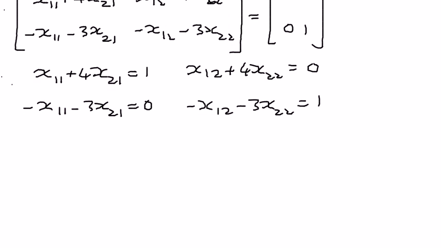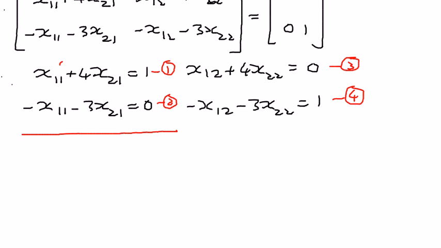So the way to do that is as follows. I'm going to call these equation 1, equation 2, equation 3, and equation 4. If we were to look at equations 1 and 2, if we were to add these two, x11 and negative x11 cancel out, leaving us with 4x21 minus 3x21 will be x21. 1x21 is equal to 1. We got the value of x21.